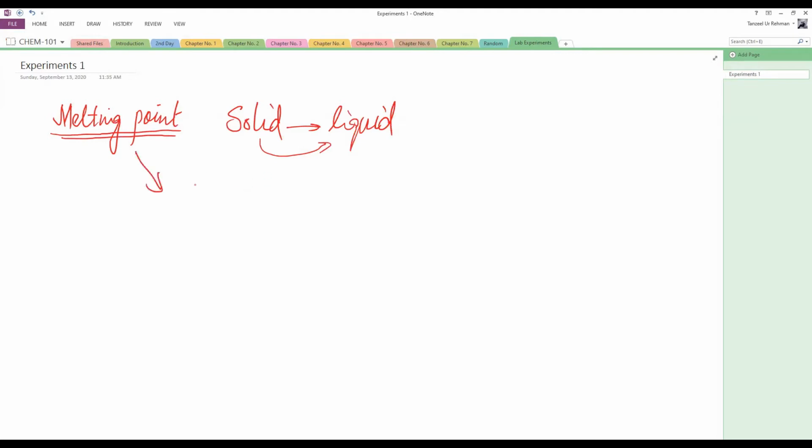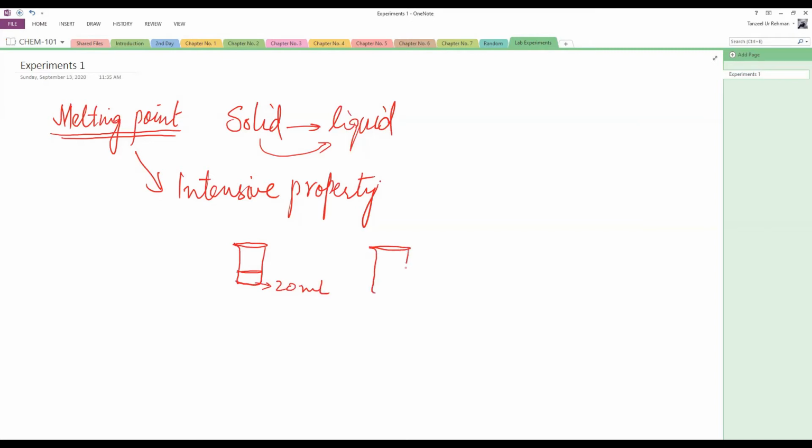Now, melting point is an intensive property. What is an intensive property? The property which does not depend on the quantity of substance. For example, if we have water here, suppose it is 20 ml, and in a second beaker, I take water, suppose it is 70 ml.